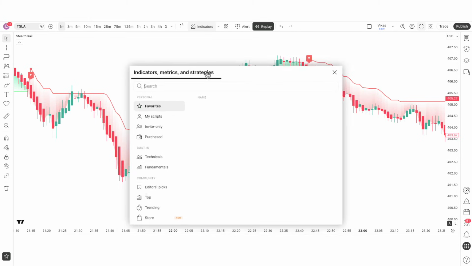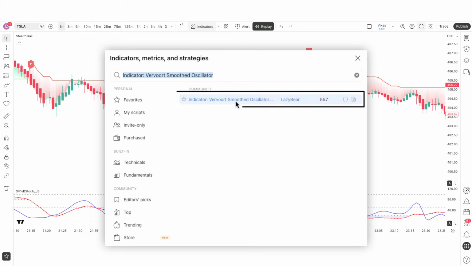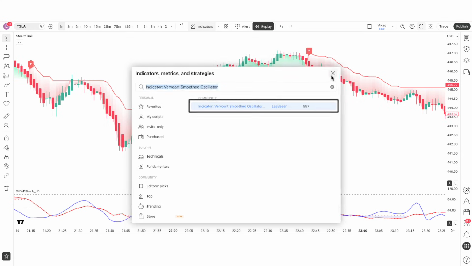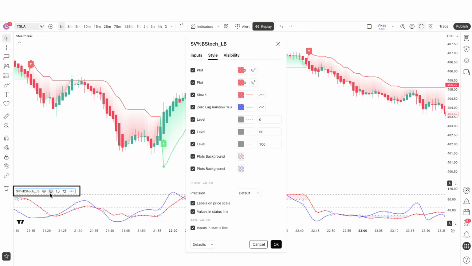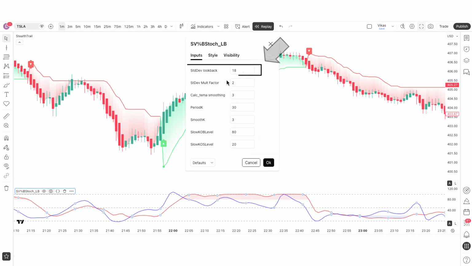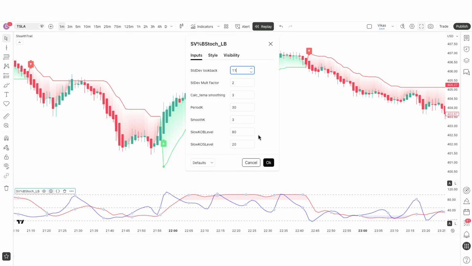Let's go to the Indicator Search tab, search Vervoort Smoothed Oscillator, and select this one called Vervoort Smoothed Oscillator Indicator, created by Lazy Bear. Now let's access the settings of this indicator so we can modify it to suit our strategy. We have to keep these options hidden. We change STD Dev Lookback 18 to 11, and here everything is fine after that.